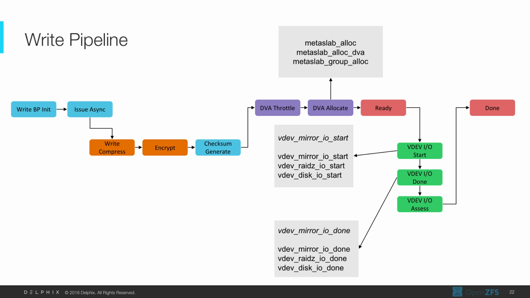If you really do have mirrors, you might see a call to VDEV mirror IO start twice, and then eventually it calls VDEV disk IO start to actually do the physical IO to the constituents of that mirror. So let's look at that.